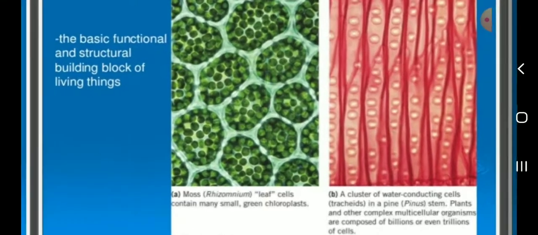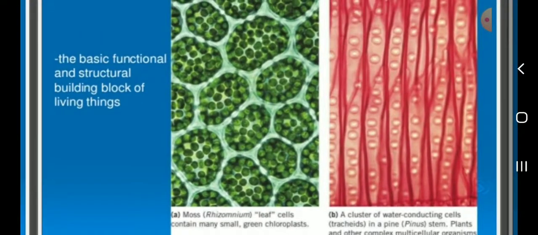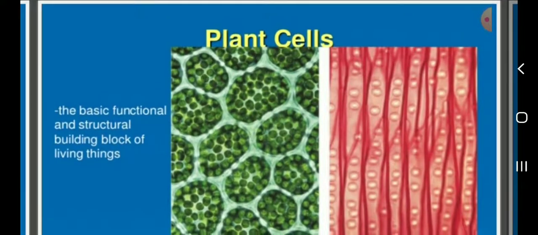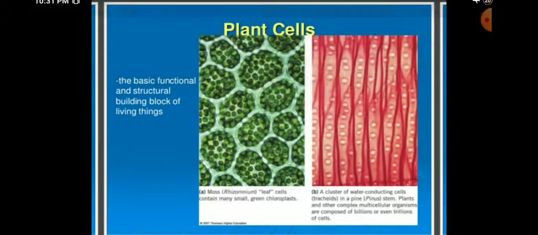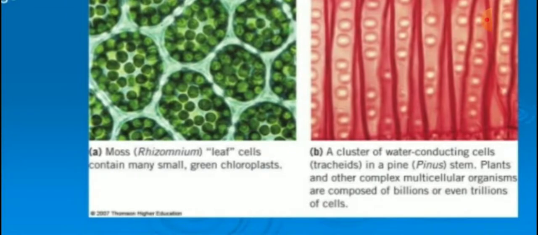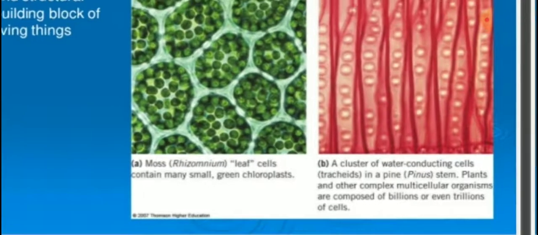Okay, listen, students. Plant cells. The basic functional and structural building block of living things. That is a plant cell. Listen. A cluster of water conducting cells in a pine stem. Plants and other complex multicellular organisms are composed of billions or even trillions of cells.